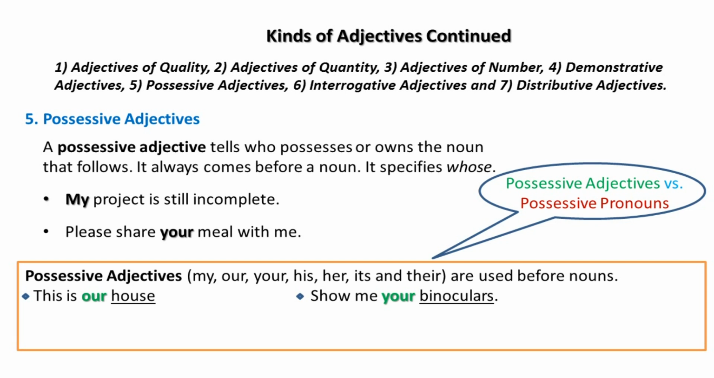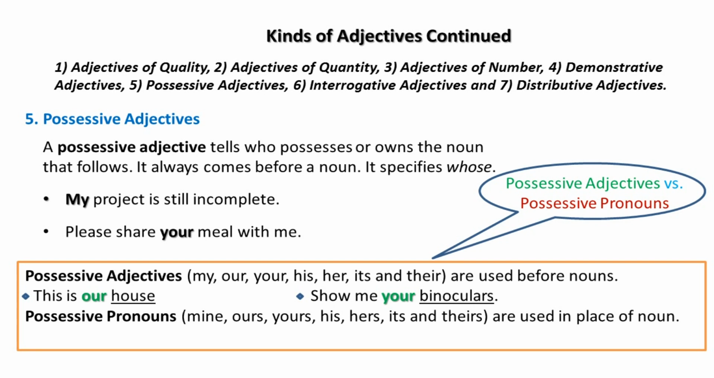Let us look at some more examples. This is our house. Show me your binoculars. This is our house. Our is a possessive adjective and it is used just before the noun house. Show me your binoculars. Your is a possessive adjective and that is used just before the noun binoculars.